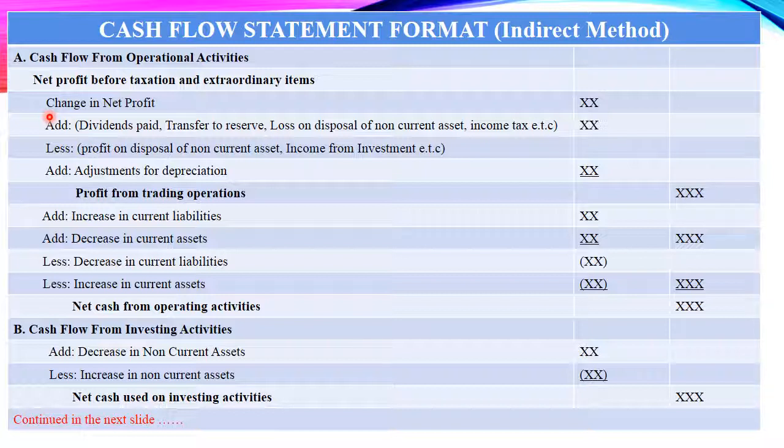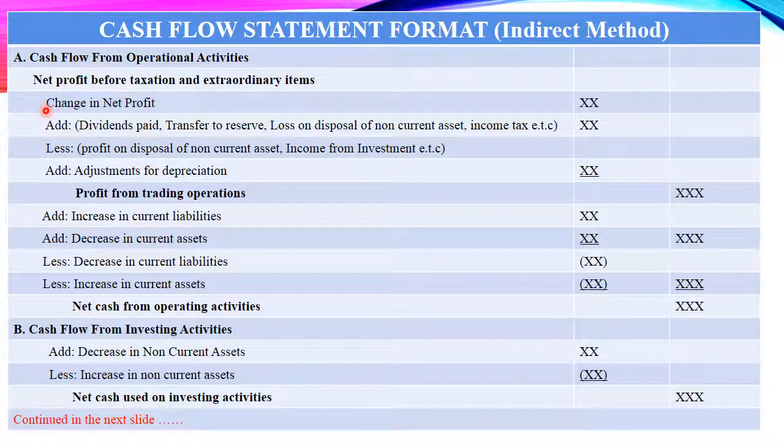These items include the dividends paid. Dividends, remember, are the profit that is shared to the shareholders, or the shareholders' earnings. Then we have transfer to reserve and loss on disposal of non-current asset. When you sell an existing asset at a lower value than it was bought, you make a loss, and after you have subtracted the depreciation, the loss that you get, you add it here. Income tax is also added back there.